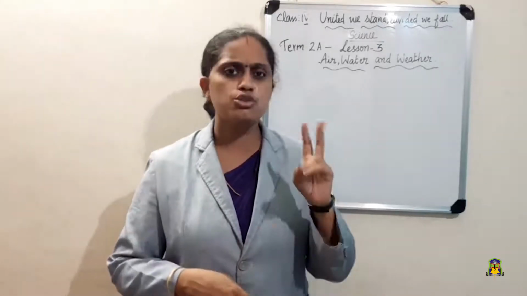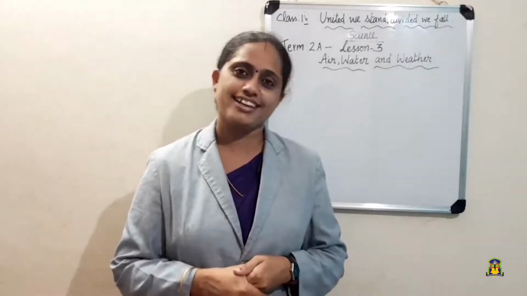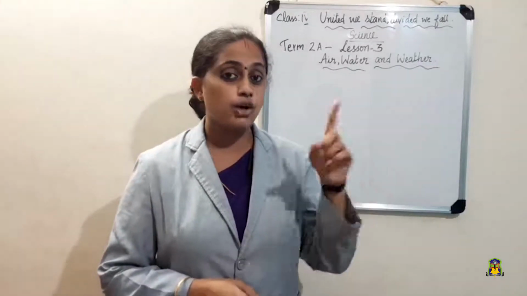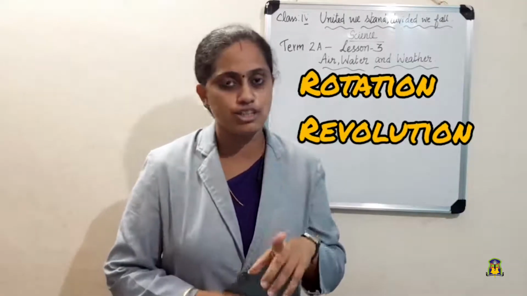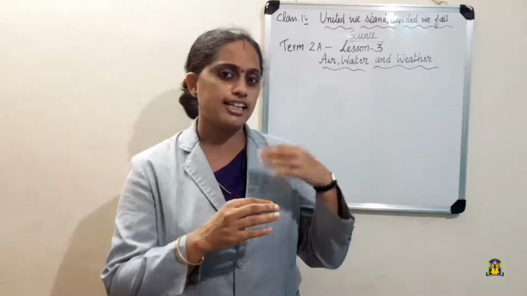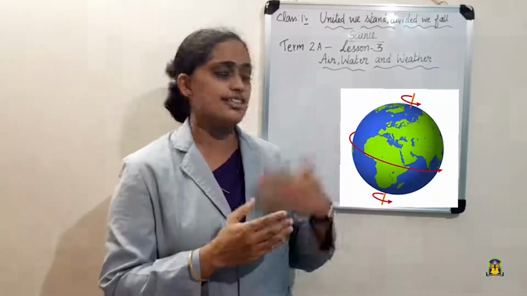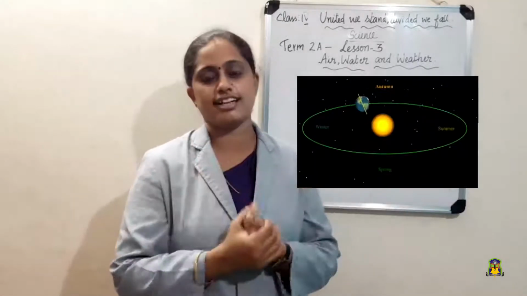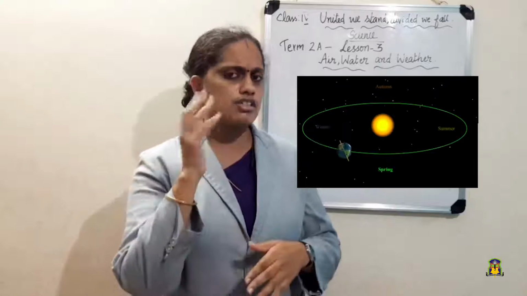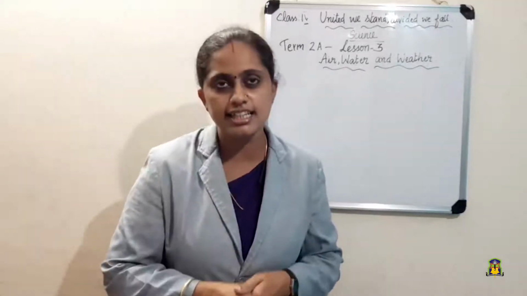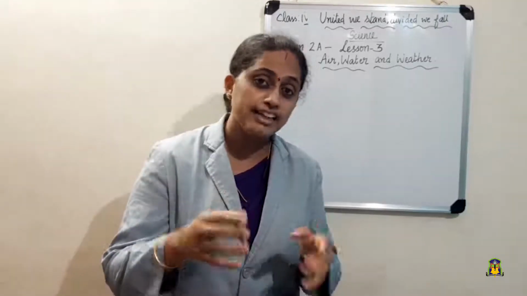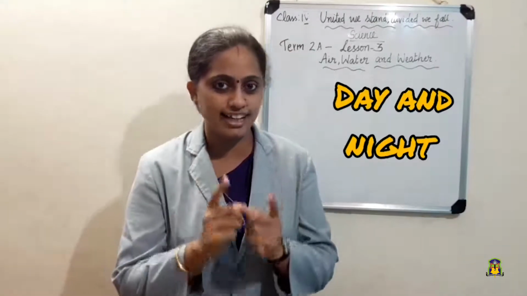changes. Which are the two movements of the earth? Yes, we have studied in social science, isn't it? Earth has rotation and revolution. The movement of the earth on its own axis is rotation. The movement of the earth around the sun is revolution. Because of this rotation, what are we getting? Because of the rotation of the earth, we are having day and night.